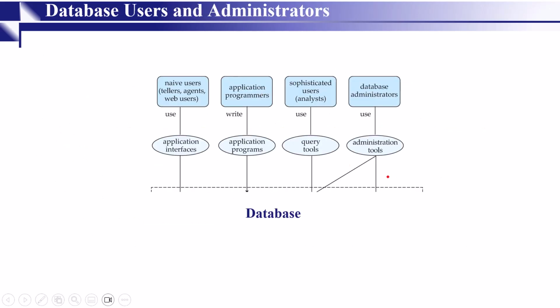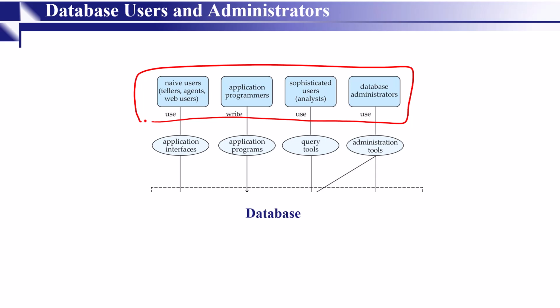So here we can see database users and administration. Database users are here. They use different kinds of applications and interfaces. So they may read or they may write. Then we have application interfaces, application programs, query tools, and administration. They all access the database.